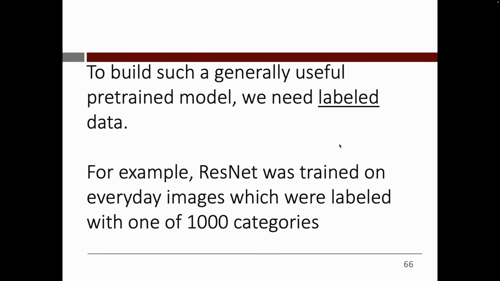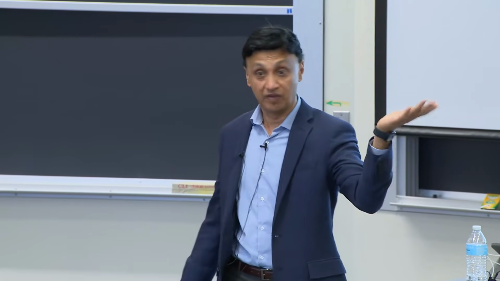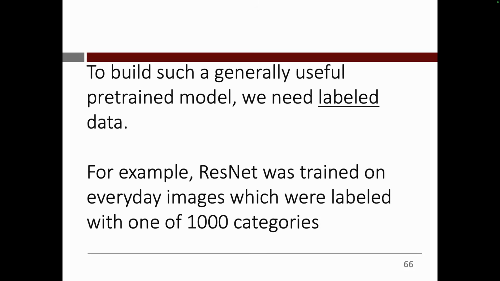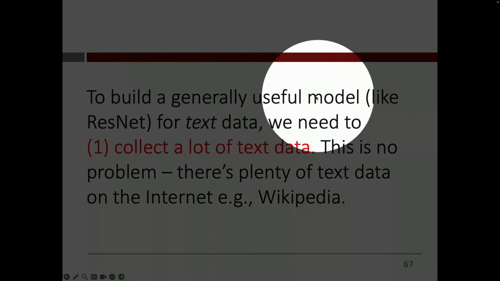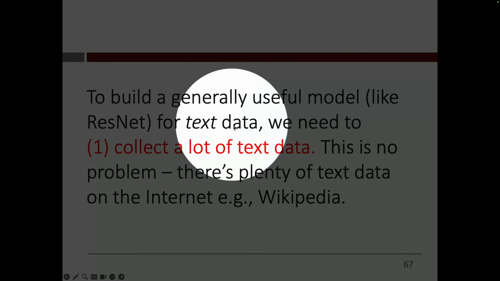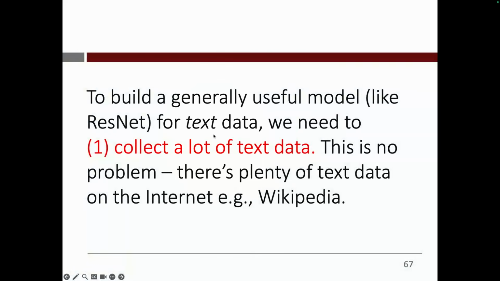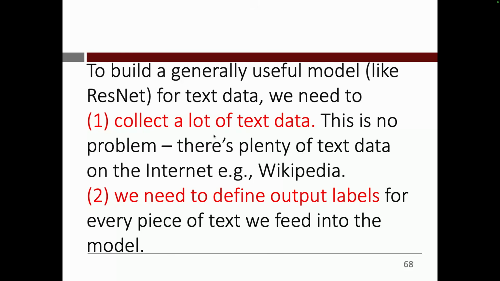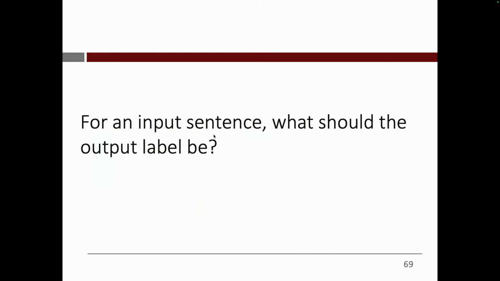So now to build such a model, we need labeled data. We were lucky because ResNet was actually trained on ImageNet data, which is like 1 million images, each of which is labeled into 1,000 categories, which is very convenient for us. But what if you want to build a generally useful model for text data? Clearly, we need to collect a lot of text data, but that's no problem because the internet is full of text data. We can easily scrape the internet. We can just download Wikipedia. So that's not a problem. The problem is something else, which is how do we define an output label for a piece of text? For an input sentence, what should the output label be? That's the key question. Because if you can answer this question, you can just pre-train on all kinds of text data.